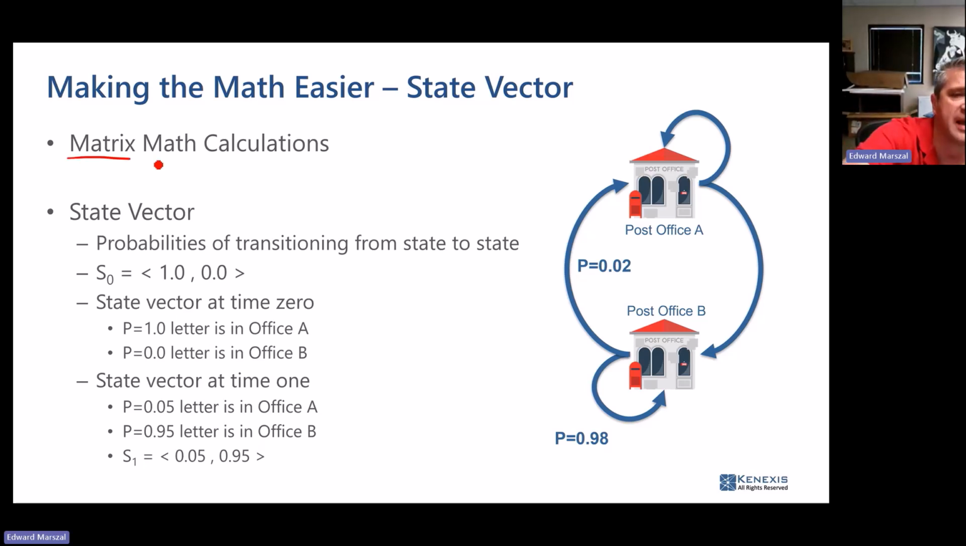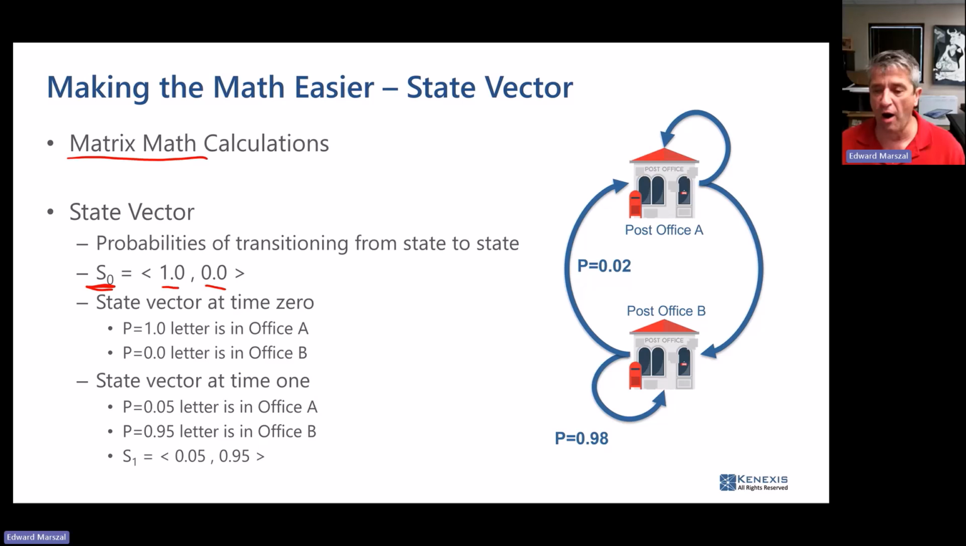So let's make the math a little bit easier, because ultimately when you solve these things, you're going to use matrix math calculations. We're going to start out with 2 things: a state vector that I've already introduced, and a transition matrix. For the state vector at time 0, it is 1, 0, meaning there's a 100% chance that the letter is in post office A and a 0% chance that it is in post office B.